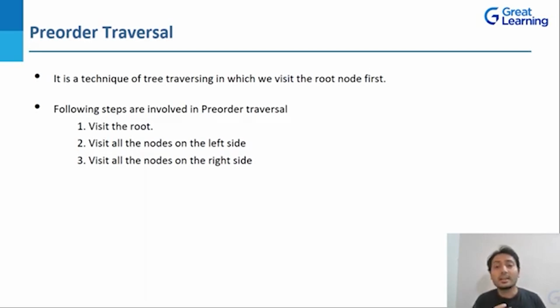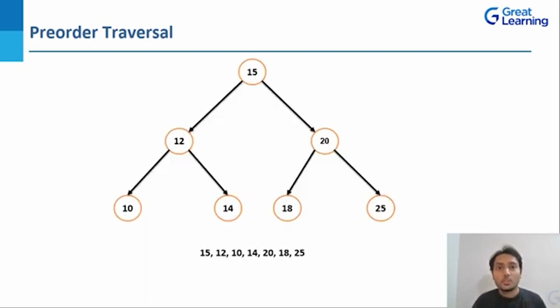So let's try to understand these with an example. But before that, let us try to understand how this pre-order traversal works. So let me take this example. With this example, you'll easily understand how pre-order traversal can be performed on a tree.